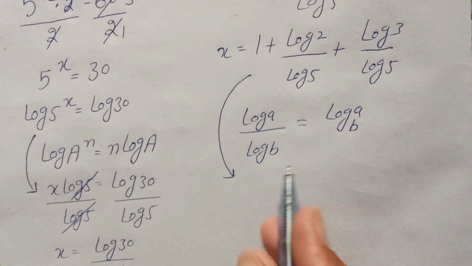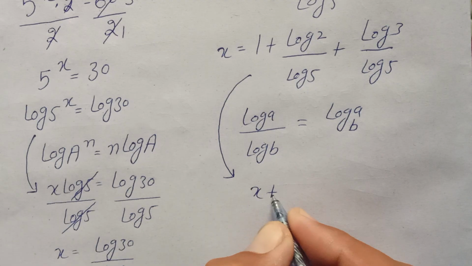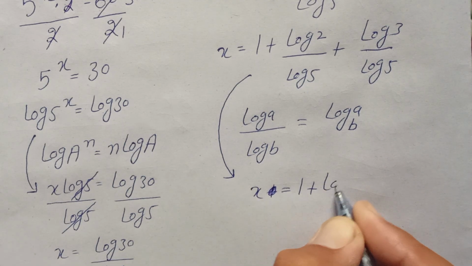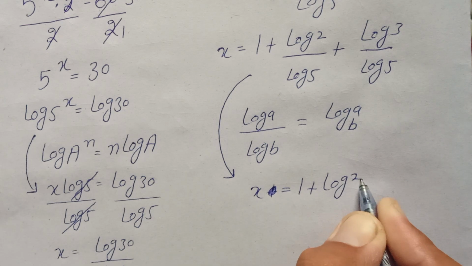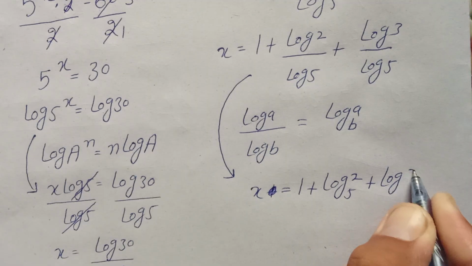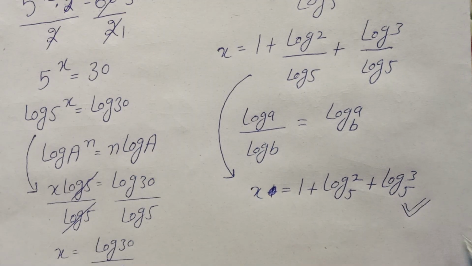So x is equal to 1 plus log 2 base 5 plus log 3 base 5. This is the final value of x.